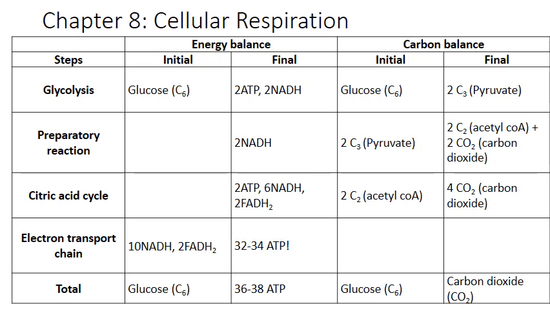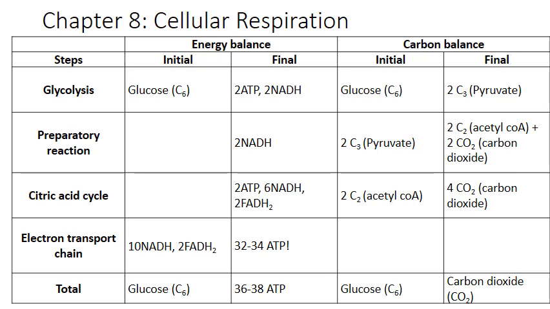In the preparatory reaction, you're going to take these 3 carbon molecules and break 1 carbon off, that's going to go to carbon dioxide, and you're going to have a 2 carbon molecule. That's acetyl-CoA. So in the preparatory reaction, we go from pyruvate to acetyl-CoA and carbon dioxide. In the citric acid cycle, you're going to break these 2 carbon molecules in half and get carbon dioxide. And now you've taken all 6 of the carbons that were originally in glucose and made 6 carbon dioxide. That'll make that more clear.